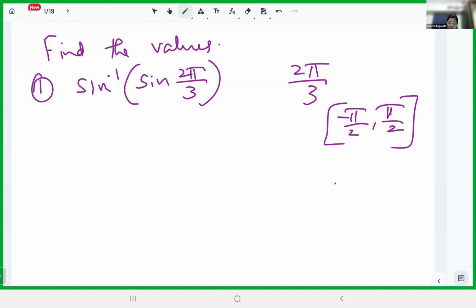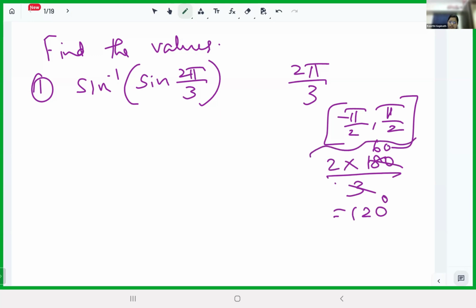Does 2 pi by 3 belong to this PVB? How will you check that? 2 pi by 3 means 2 into 180 by 3, so if we cancel this, it will become 60 into 2, that is equal to 120 degrees. Does 120 degrees belong to this principal value branch? No, it only consists of values in between minus 90 and 90. 120 is greater than that, so it doesn't belong to the principal value branch.